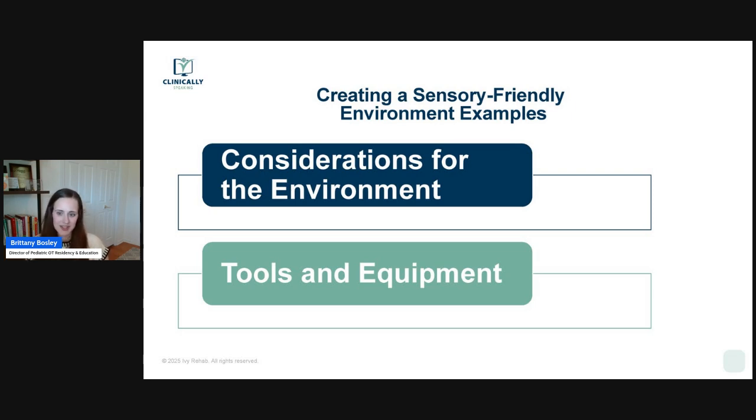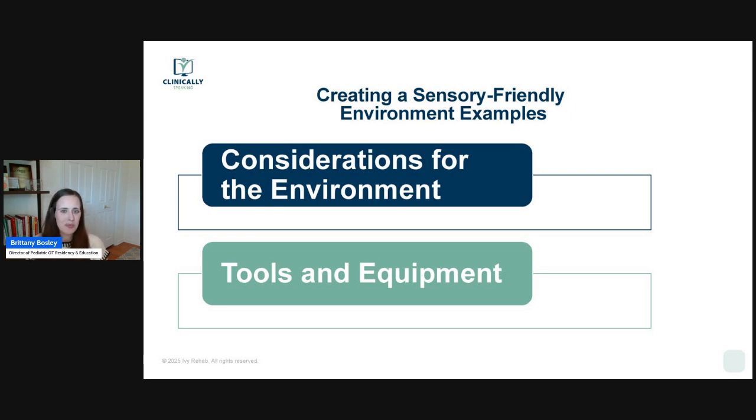Smell, this is a huge one. Keep in mind natural scents, ventilation, and strong odors from cleaning products or food. Kiddos that are hypersensitive to these smells can pick up on them so quickly, and so keeping that in mind when creating a sensory-friendly environment is very important.